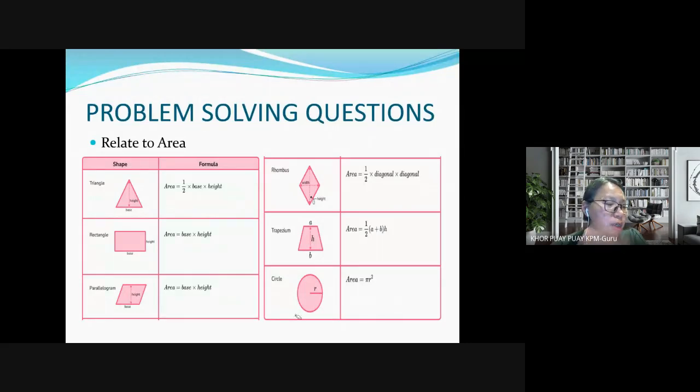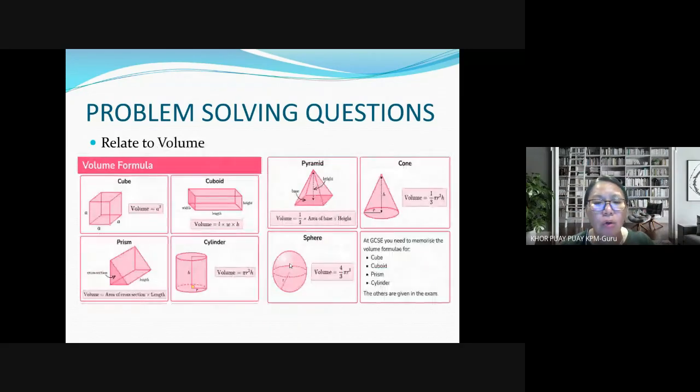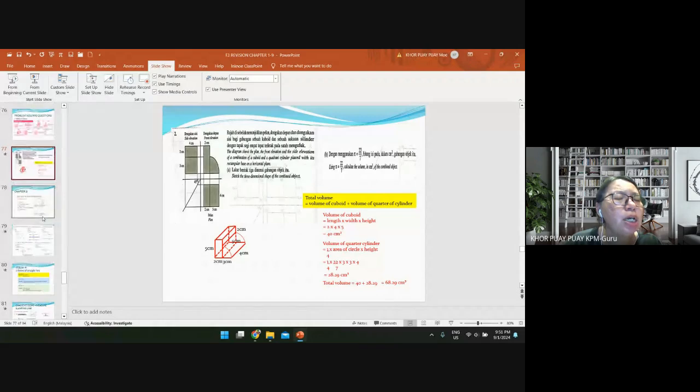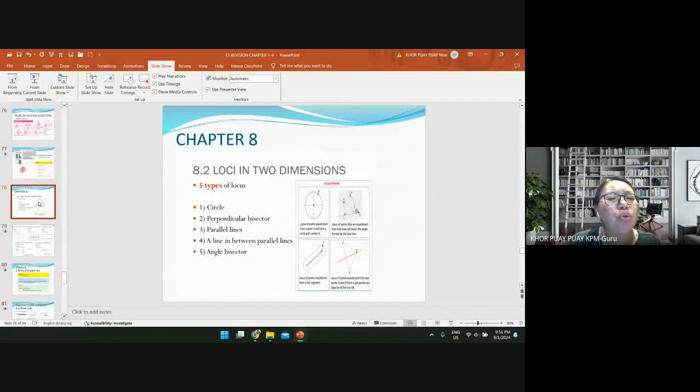And sometimes they might give you a problem solving question. They ask you to draw already, then they ask you to find the area, or they ask you to find the volume. Okay, so for area and volume, most of the formulas are already given in front of your exam paper. So don't worry about that. Just make sure you go and find the formulas, in case you need them, right? Okay, then we will go to locus.